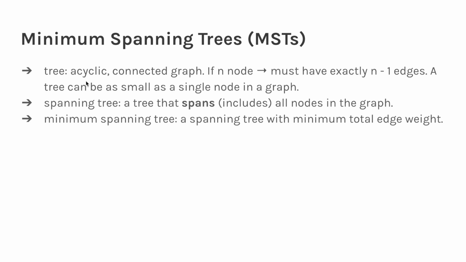First, it's a tree, so that's an acyclic connected graph. And if you have n nodes, that means you have to have exactly n minus 1 edges. And a tree can be as small as a single node in the graph. A spanning tree is a tree that spans or includes all nodes in the graph. And then a minimum spanning tree is a spanning tree with the minimum total edge weight. Now, there could be multiple minimum spanning trees for a graph if there are multiple spanning trees with an equal minimum total edge weight.